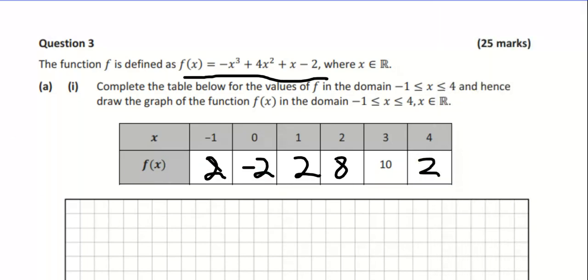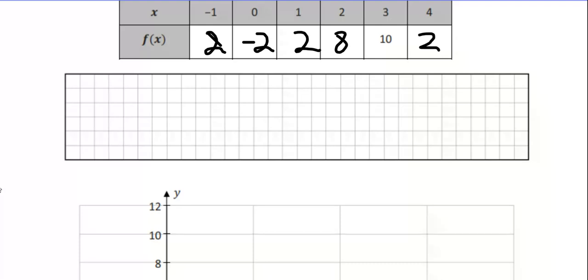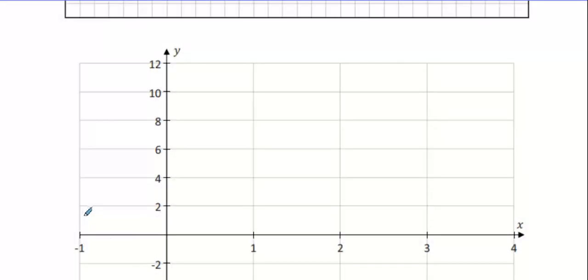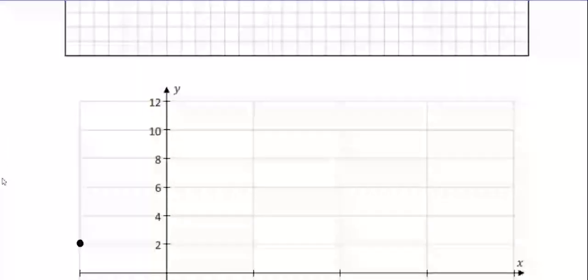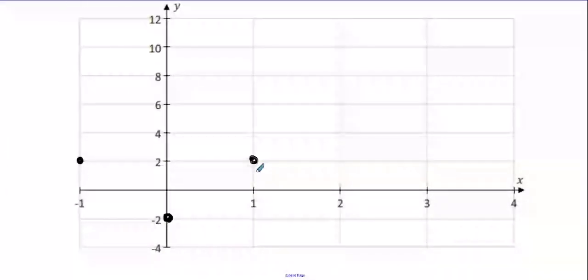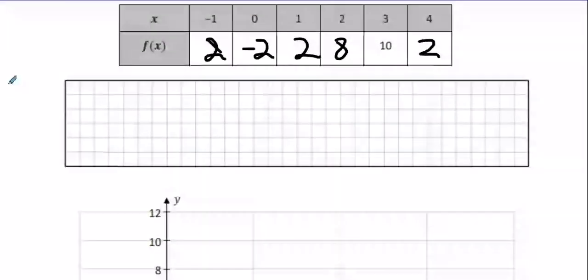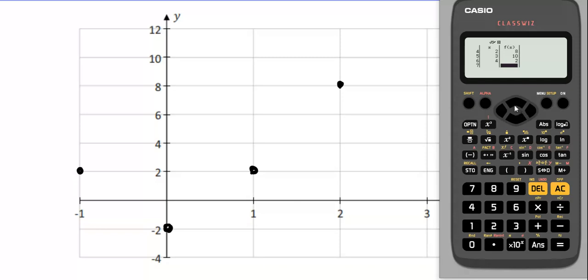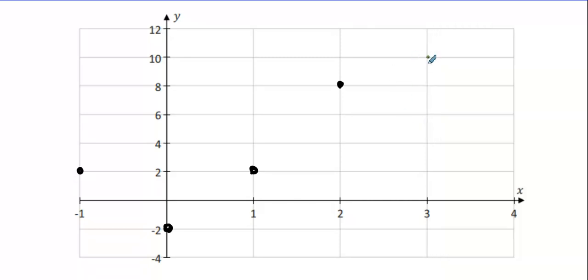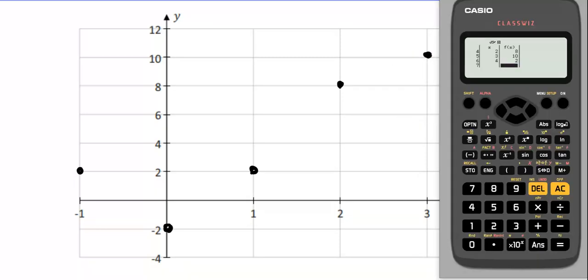Okay. Now let's do the points. -1, 2. It's this point here. 0 minus 2. It's this point here. 1, 2. It's this point here. And then 2, 8. This point here. And 310. And all the way down to 4, 2.